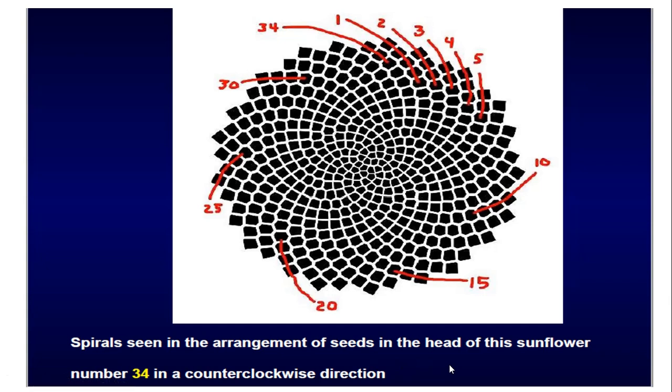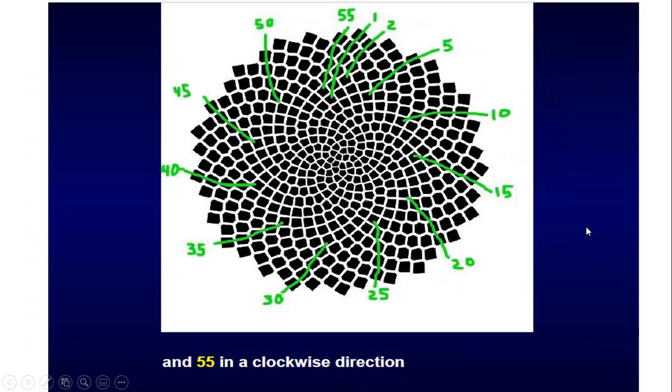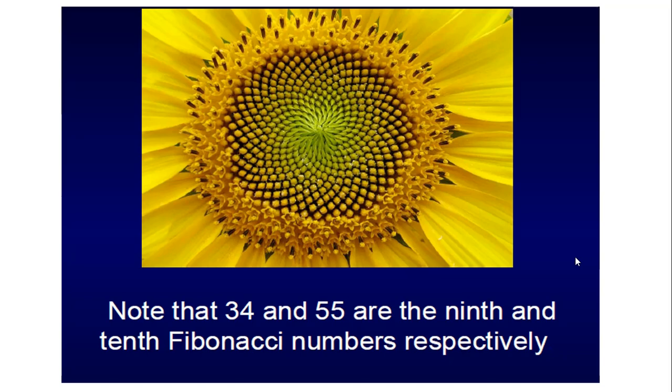So we have 34 in a counterclockwise direction. If you're going to count it, there are 34 in a counterclockwise direction, and 55 in a counterclockwise direction. So that is the arrangement of the sunflower. Note that 34 and 55 are the ninth and the 10th Fibonacci numbers respectively.